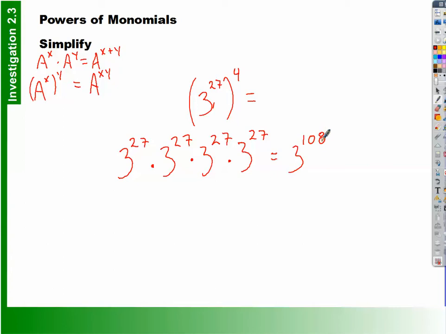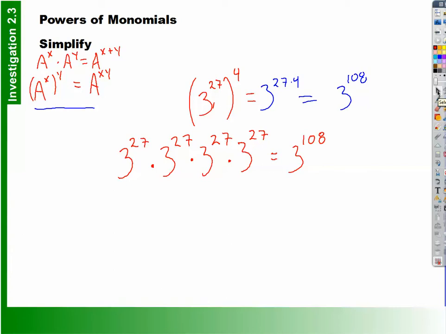But wait a second. If I were to apply my new rule right here, what would I have done? Well, I would have said 3 to the 27th times 4. What is 27 times 4? 108. And so we get the same answer. Equals 3 to the 108 power. So we see how this rule works, and it makes sense.